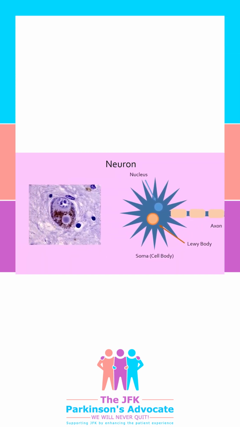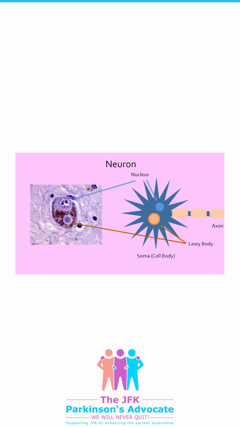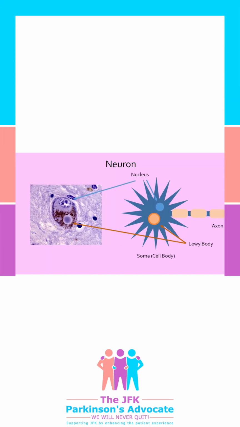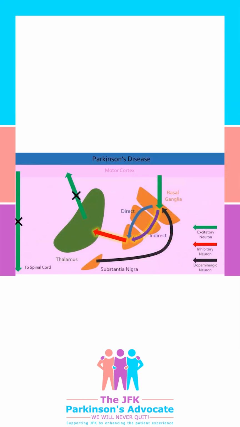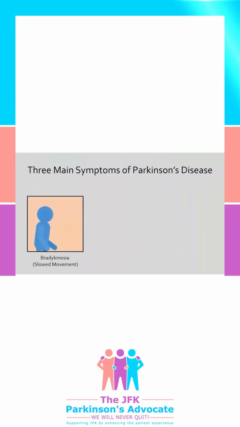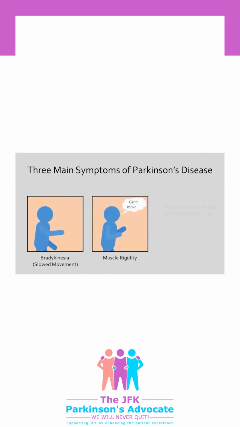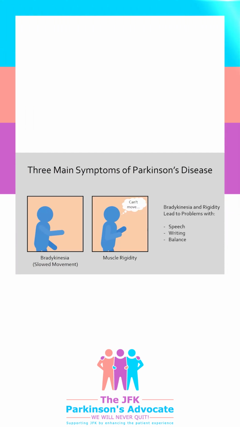Are these Lewy bodies deadly to neurons, or are they simply a result of some other unknown source of damage? Research is still going on to determine their function. One thing is for sure though, without dopamine, initiating movement becomes extremely difficult, leading to two of the three common symptoms of Parkinson's: bradykinesia, or slowed movement, and rigidity. These in turn lead to other motor problems such as speech, writing, and balance difficulties.